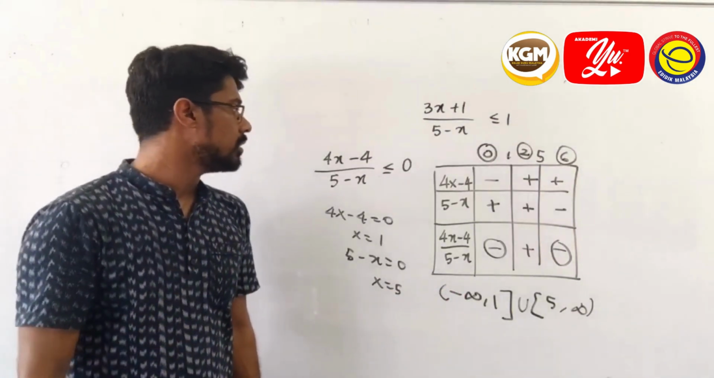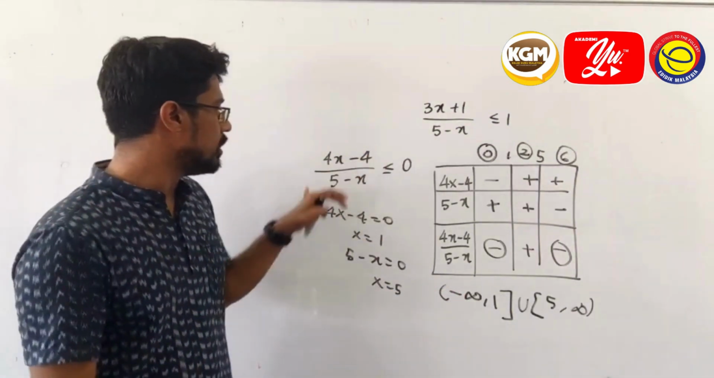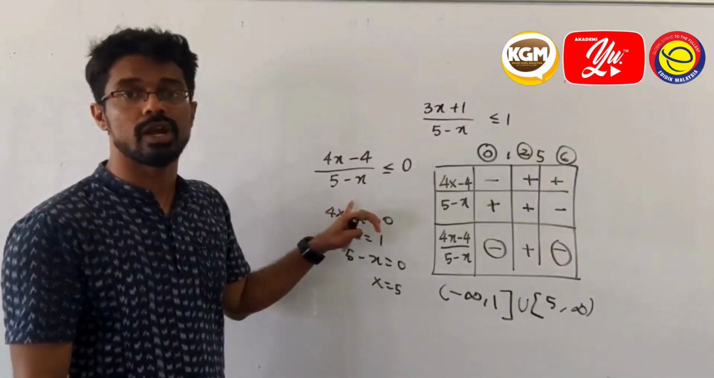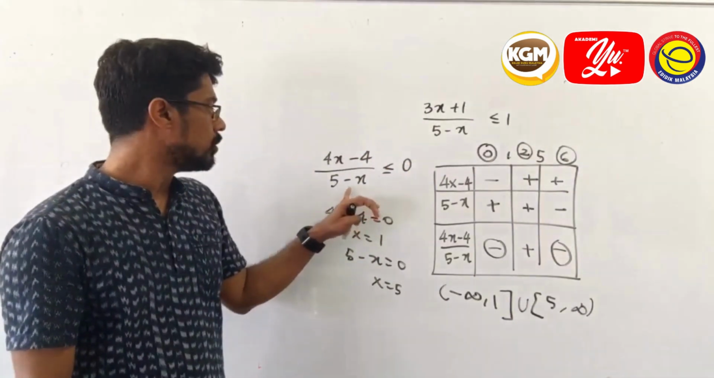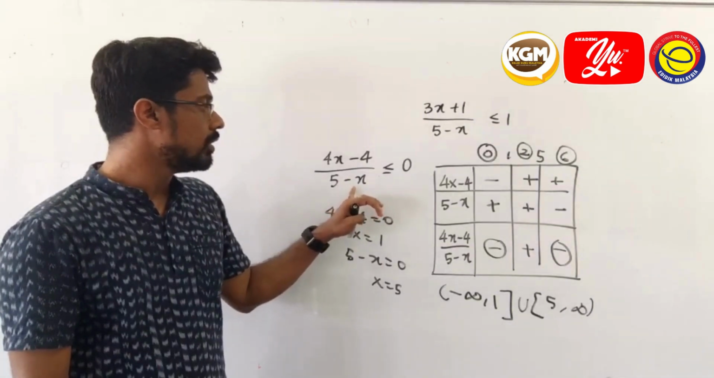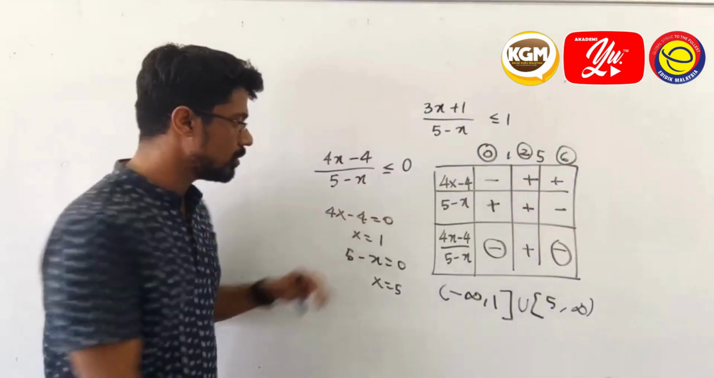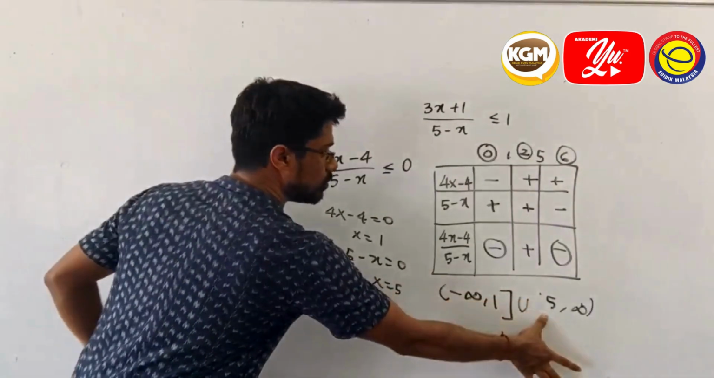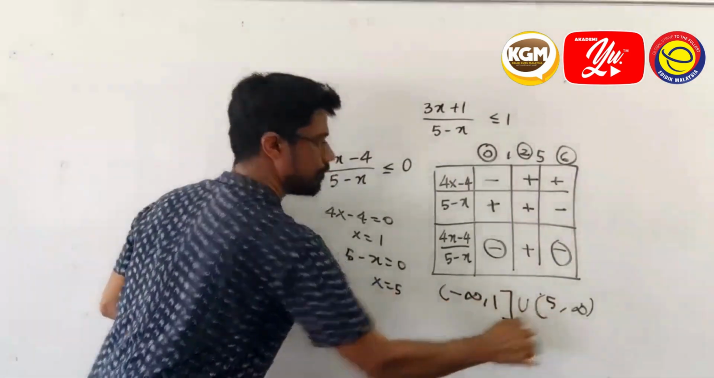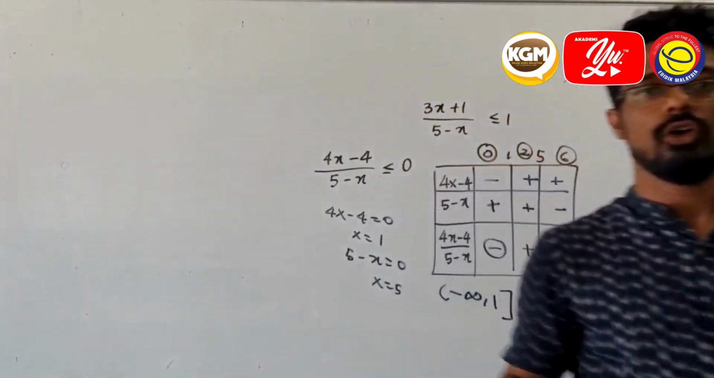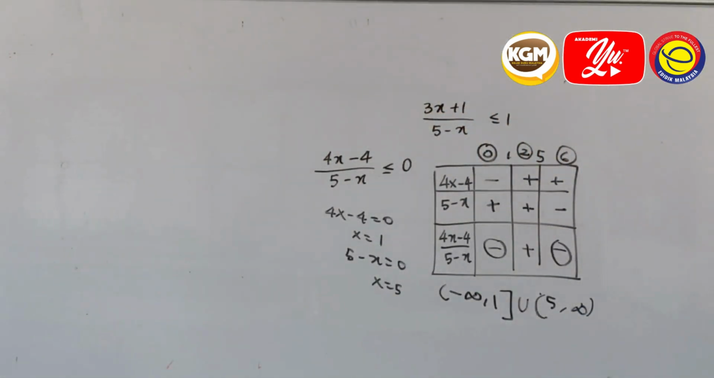We are not done yet because we need to check the denominator. With fractions you must be very careful: the denominator cannot be 0. The value of x that gives 0 in the denominator is 5, so you cannot include 5. Just modify this. Hope you are clear up until that.